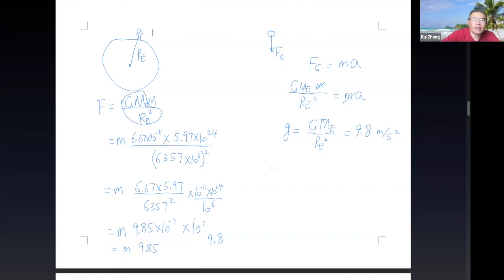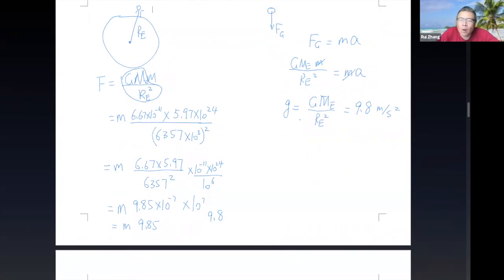Okay. Now in the history, it is not how we got this 9.8. In the history, it's actually the opposite way. After Newton, what people actually did is the opposite. At that time, what was known is actually the radius of the Earth, and also g.